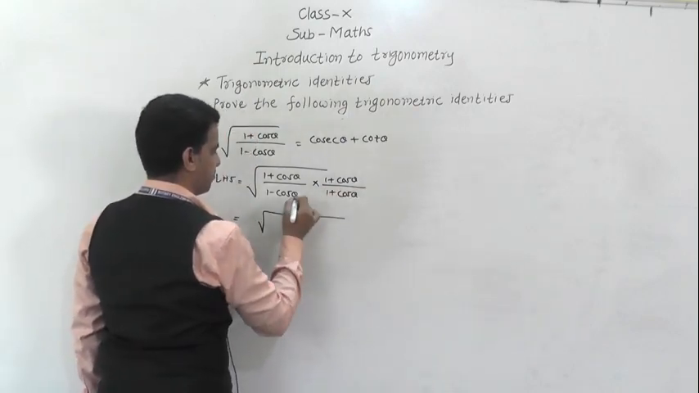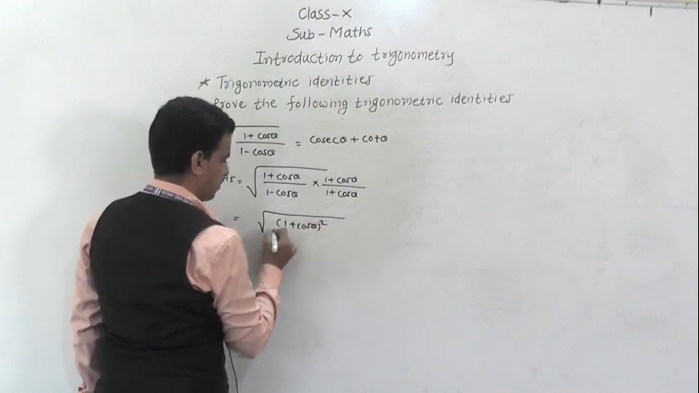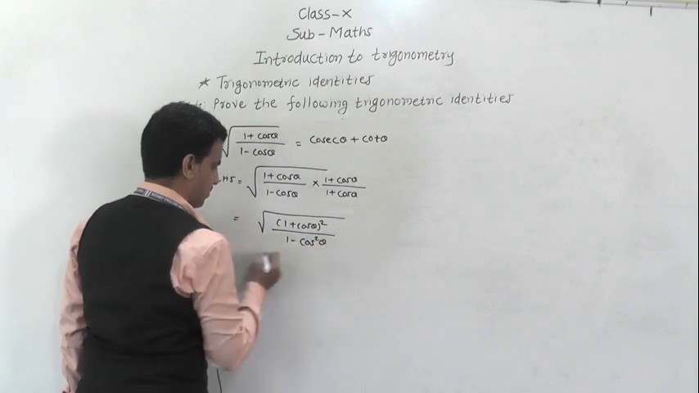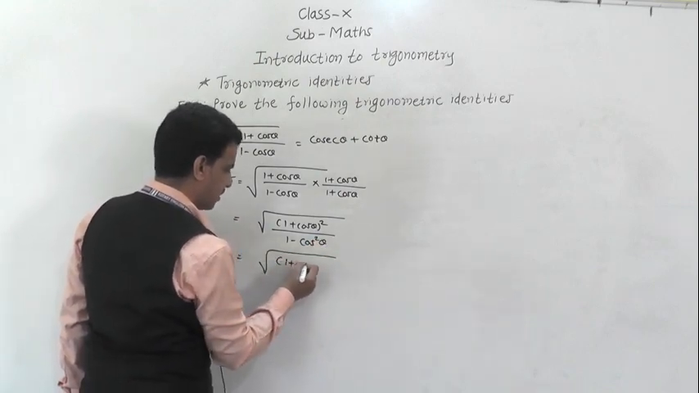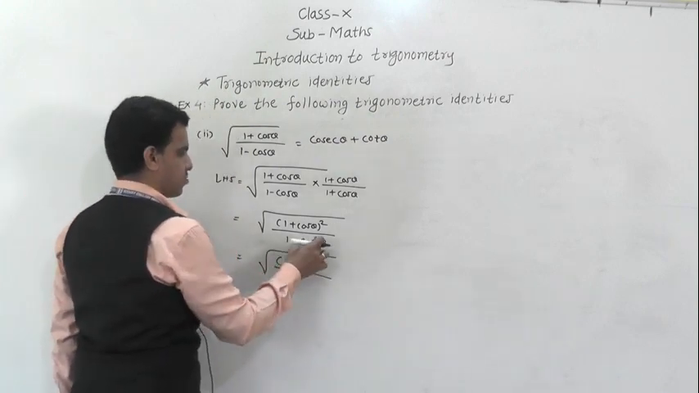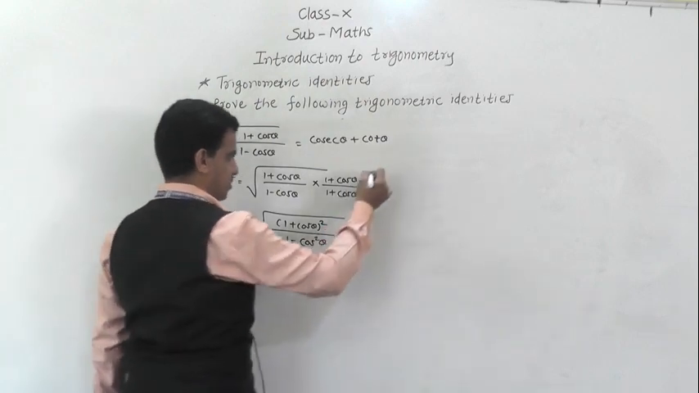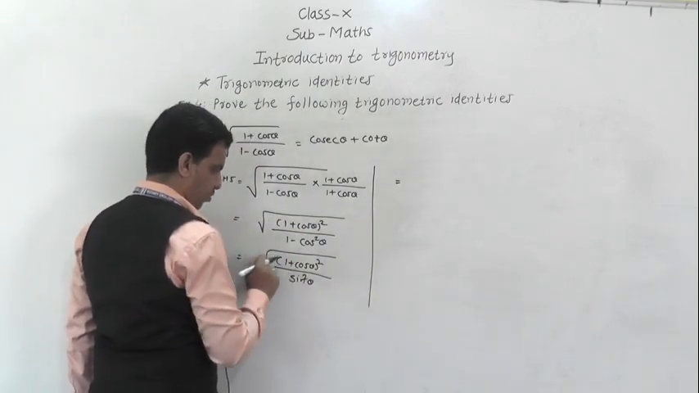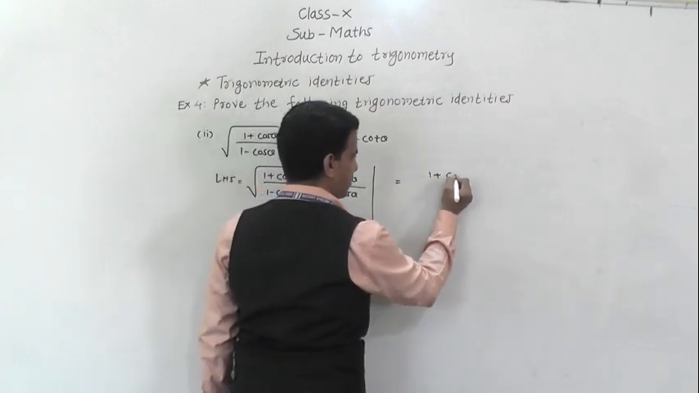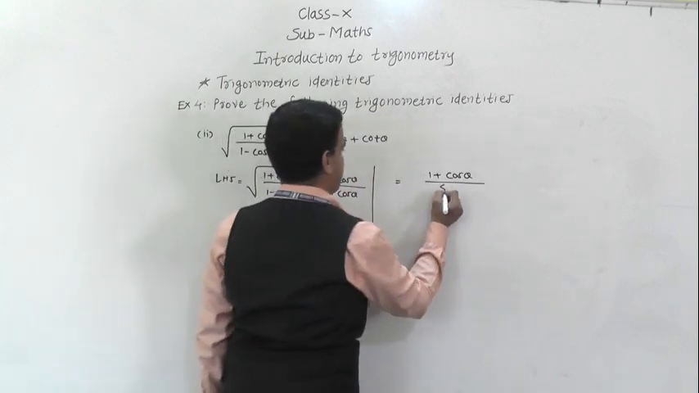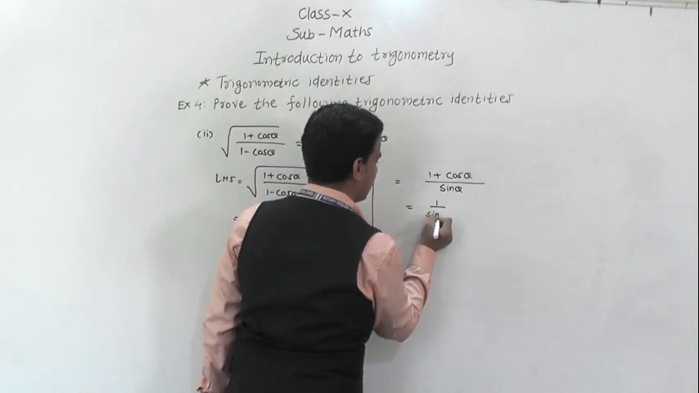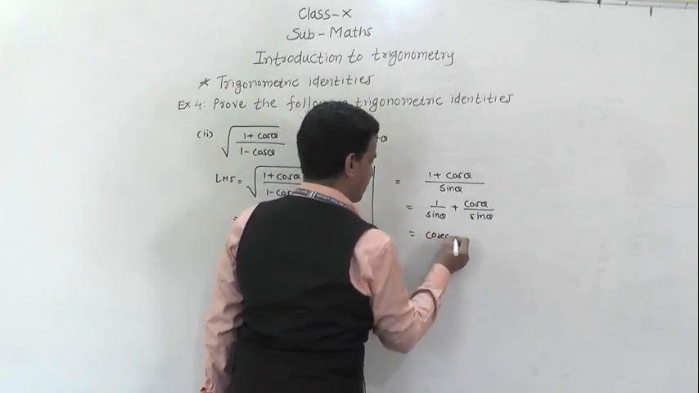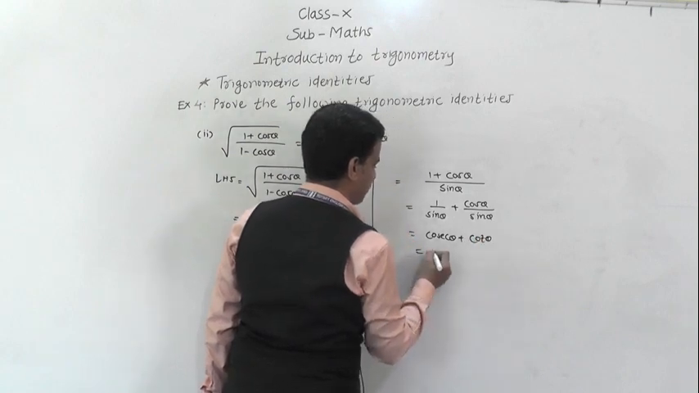Okay, so the numerator becomes (1 plus cos theta) whole square, the denominator is (a minus b)(a plus b), that is a square minus b square, so 1 square minus cos square theta. Okay, so square root of (1 plus cos theta) whole square divided by 1 minus cos square theta, that is sin square theta, by using the first identity. So here we have (1 plus cos theta) whole square upon sin square theta, and the square root of this. If we remove the square root, we have 1 plus cos theta divided by sin theta. If we separate this, 1 upon sin theta plus cos theta by sin theta. Okay, so 1 upon sin theta is cosec theta, plus cos theta by sin theta is cot theta. So this is equal to RHS.